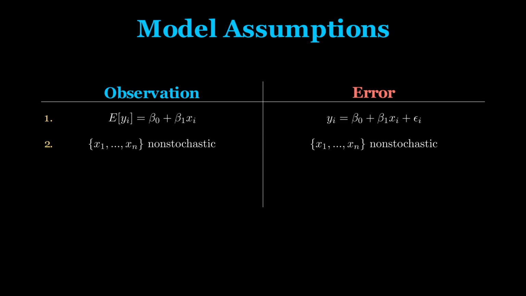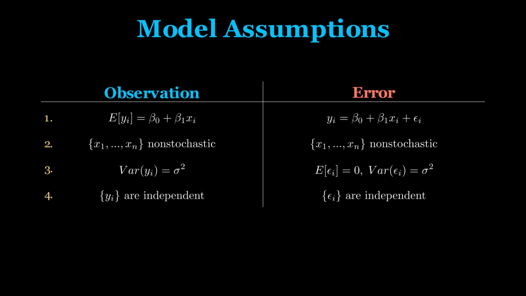Assumption 2. The x values are non-stochastic, meaning they're fixed and known in advance, not random. This is the same on both sides. Assumption 3. The variance of each observation is constant at sigma squared. For the errors, this means each epsilon has mean 0 and variance sigma squared. This constant variance property is called homoscedasticity, which is covered in another video.